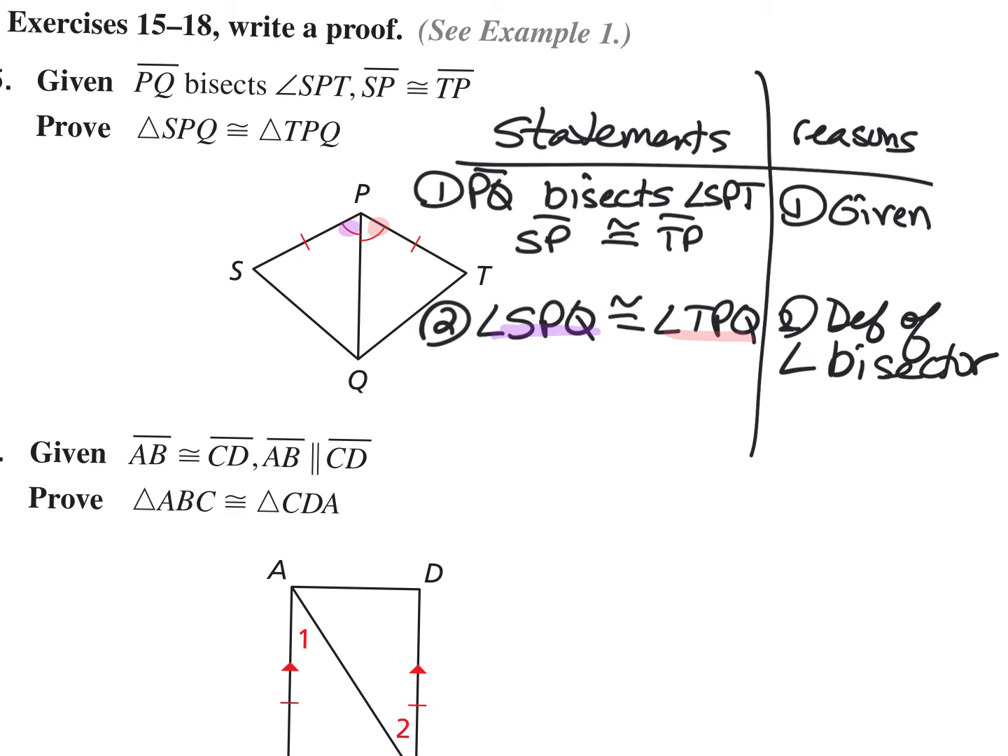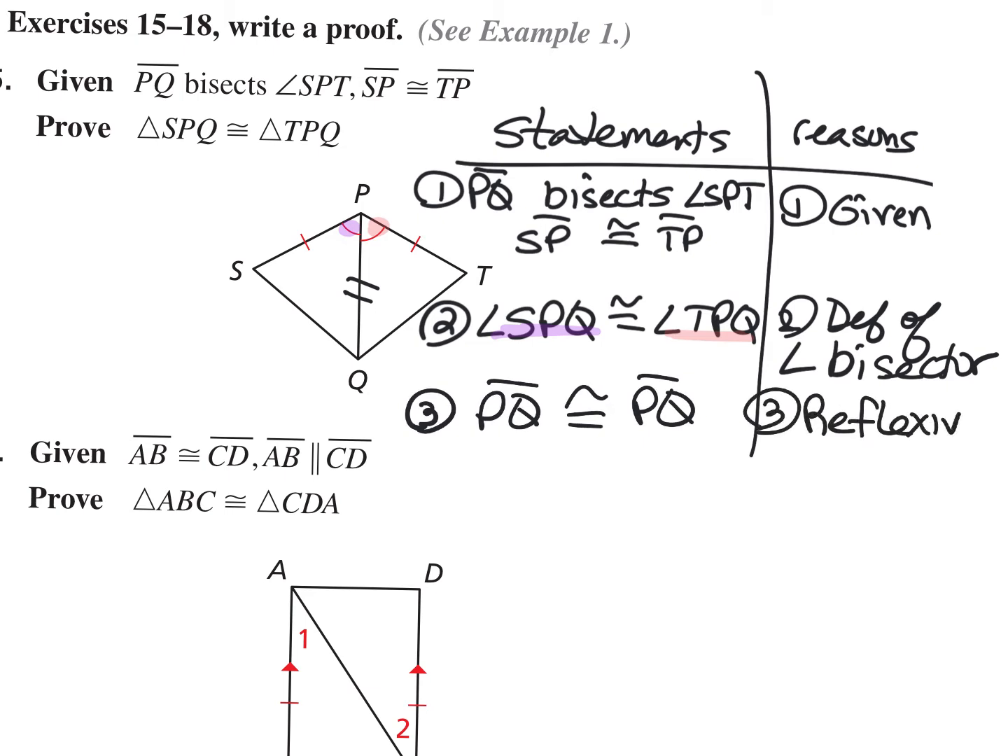My next piece that I can state, and you could have stated this first, is the reflexive side, that PQ is congruent to PQ. And that's reflexive. Now, you could have put this statement as statement 2, and then the one for the definition of the angle bisector is step 3. You could flip-flop those two.